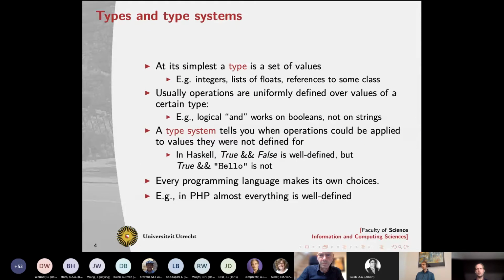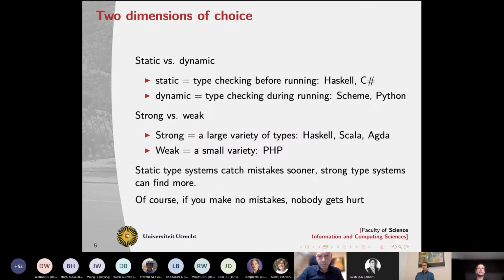Now, if we talk about the choices that programming languages make, at a very high level, they make 2 choices. They either go for static or dynamic checking, and they tend to go for a strong versus a weak type system. Let's first look at static versus dynamic. Static means that you check all your types before ever running the program. For example, Haskell and C# are languages in our bachelor that have that property. It basically means if your program is not type correct, you cannot even run it because no code will be generated.